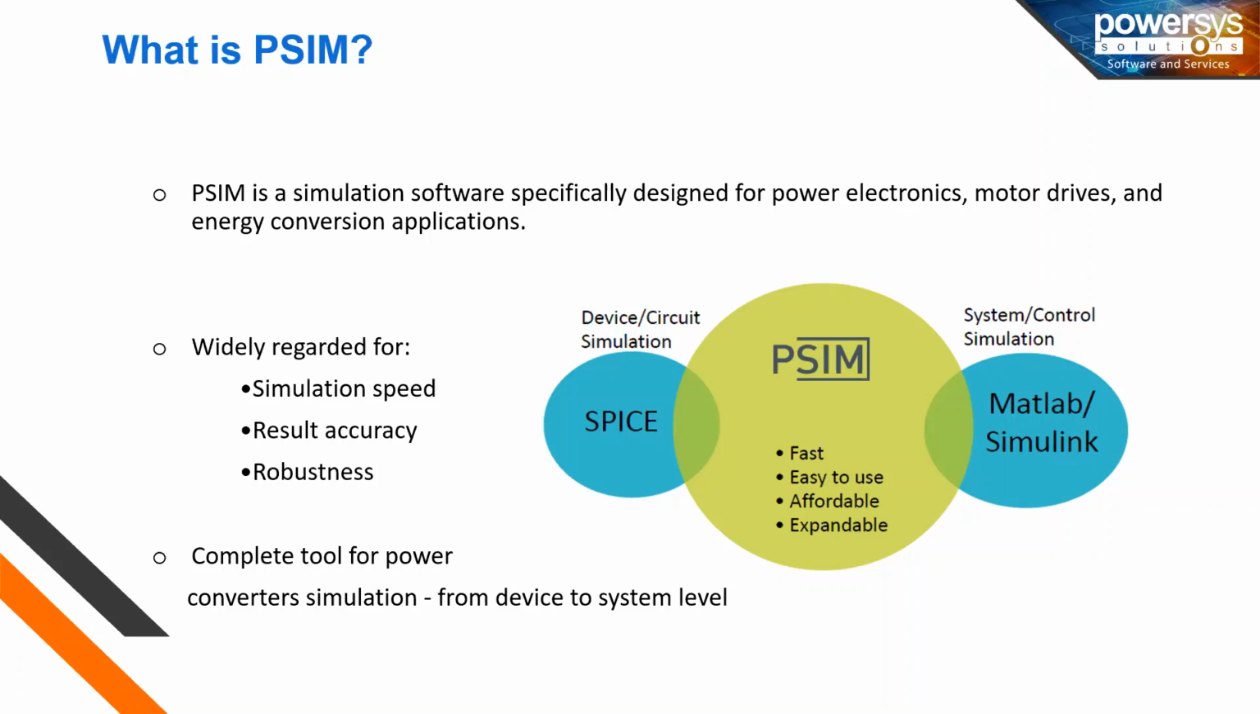PSIM is widely used for simulation speed and result accuracy because it doesn't suffer from convergence issues, and it is very robust software because for more than 20 years, PSIM has been improved every year. We collect all the feedback of our customers and we try to improve with new functionalities depending on the feedback we have.